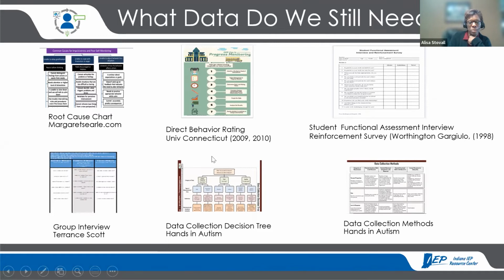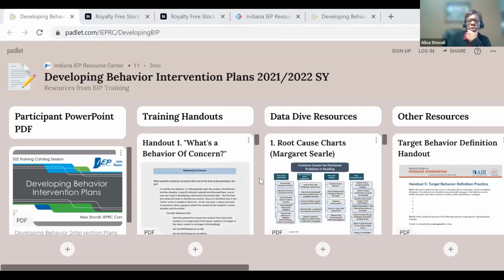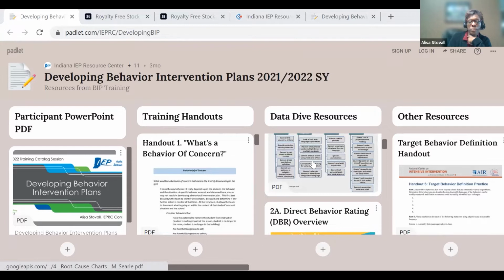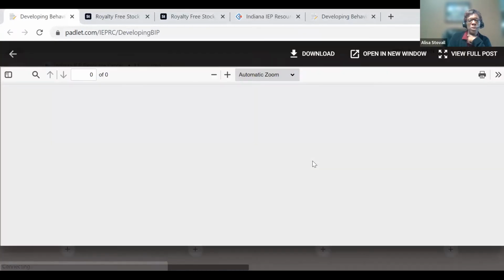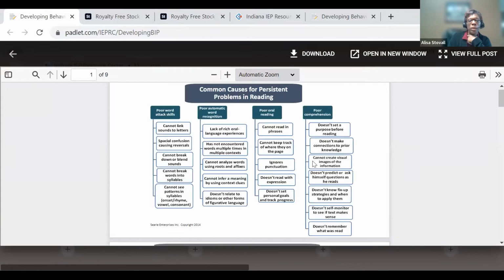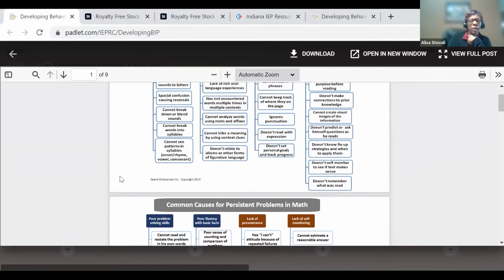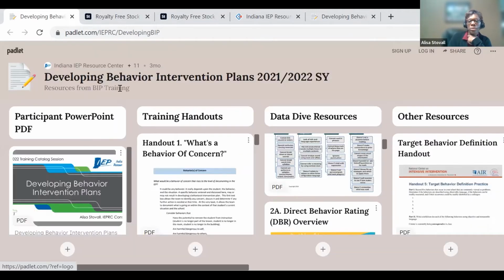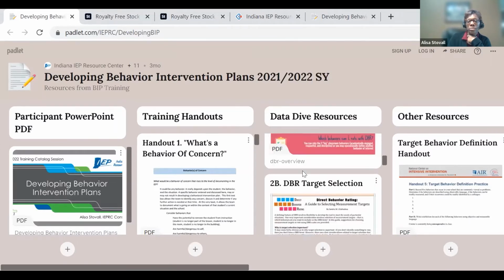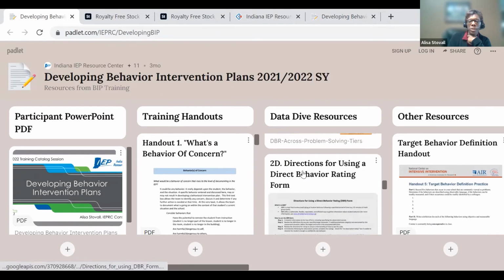Let's see if I can pull that back up. I'm going to switch to our Padlet here. And you'll see in this third column, it says data dive resources. There are tools. And if you click on them with the handprint, it'll open up the tool and you can take a closer look. And when you're ready to look at another one, come back out front and go down the list there. And I'm going to give you a little bit of time to just do a data dive and see if some of these tools might be something that can be helpful to you.